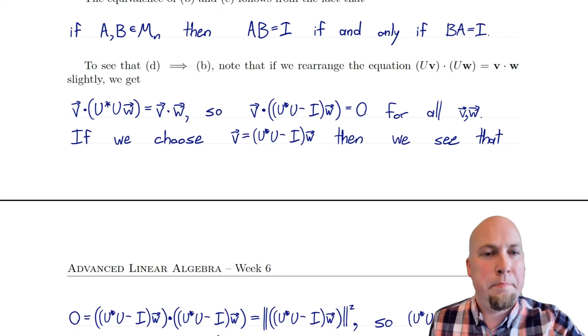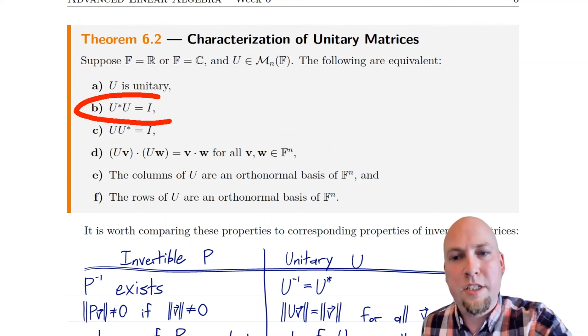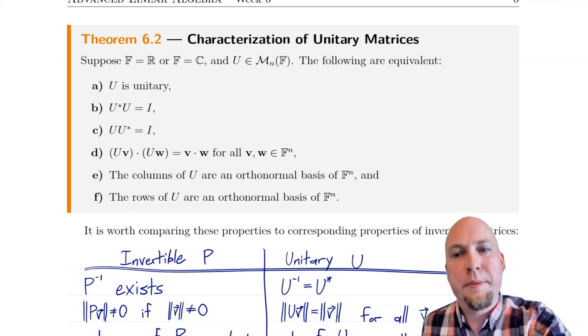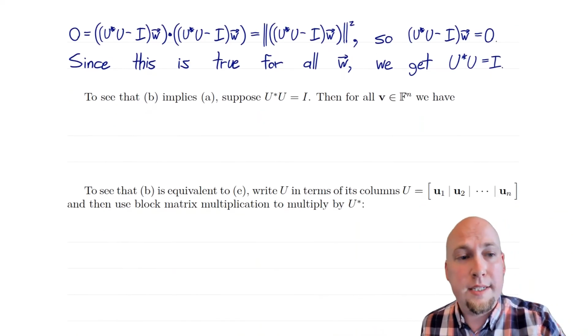All right, let's show that B implies A. Let's go back up here. B implies A, so we're going to show that if U star U equals I, then U must be unitary. In other words, U must preserve the norm induced by the inner product. So where does this come from?